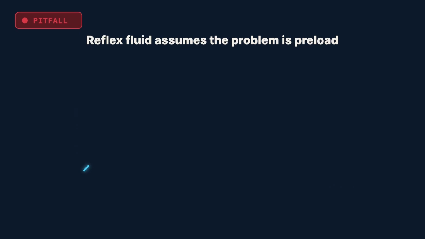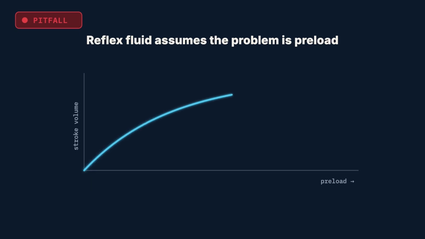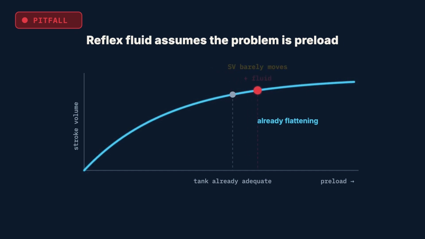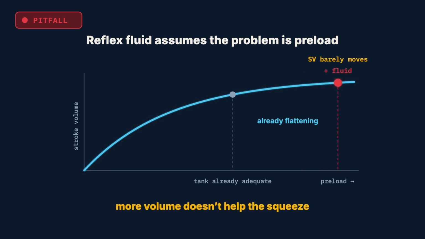Pitfall. Reflexively bolusing fluid into a low cardiac output patient assumes the problem is preload. If the tank's already adequately full and the muscle is what's weak, more volume doesn't help the squeeze. It can push an already struggling ventricle further along a flattening Frank-Starling curve. Ask which knob first, then react.